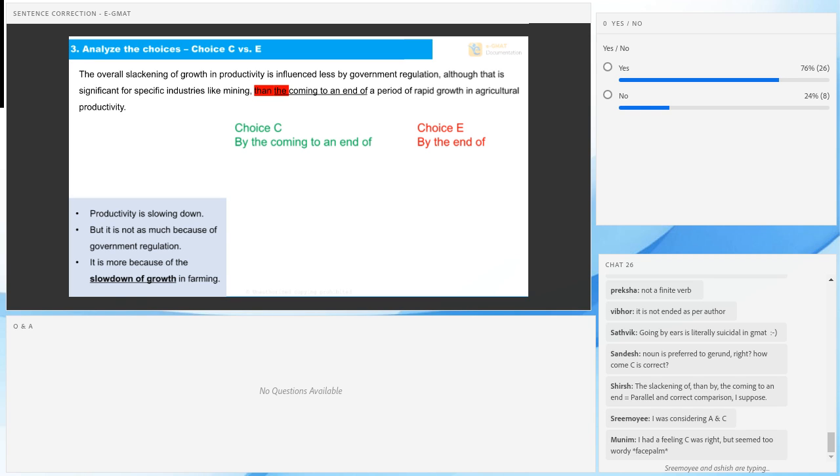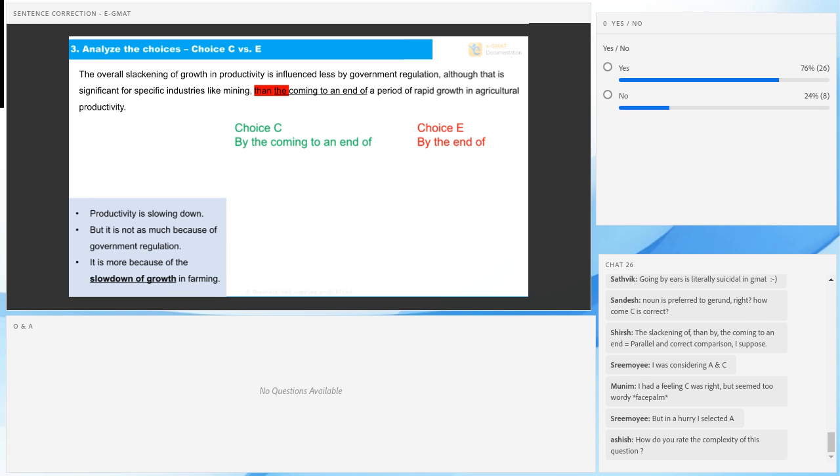Okay, that is a very big problem. Look at choice E. Yes, choice E looks very elegant, right? It's very elegant, but it doesn't communicate the right meaning. What the author is saying is slowdown of growth, right? That's what the author wants to communicate. What choice E is saying is that growth wasn't even happening. The end of growth. Slowdown of growth versus the end of growth.